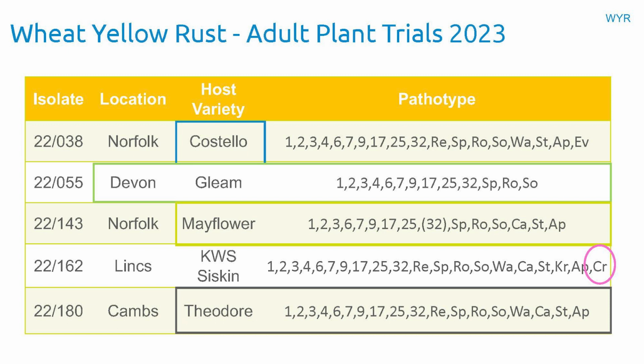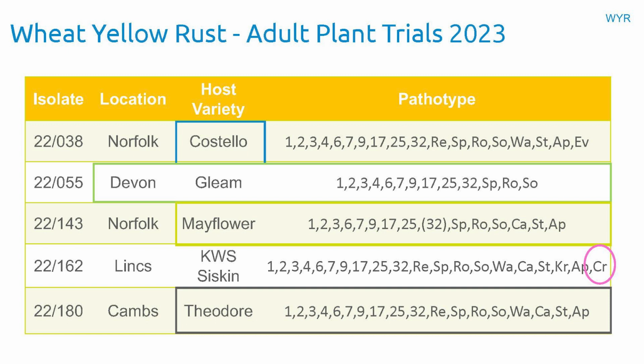So you can see we selected 22038, that one came from Costello and from Norfolk, and it was selected because it had this pathotype that was first seen in 2021 and then it reappeared in 2022. We selected this one here, 22055, from Devon and Gleam. That one was selected because it had this quite simple pathotype.